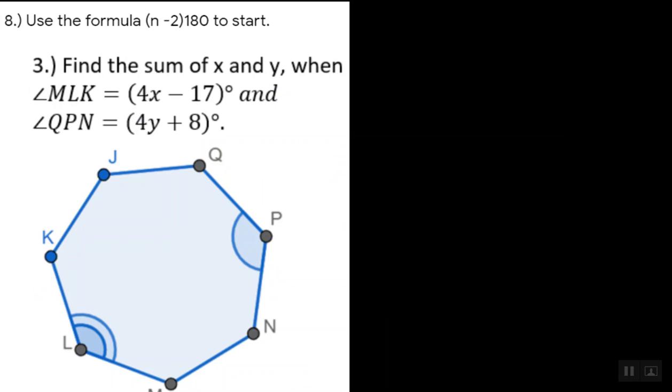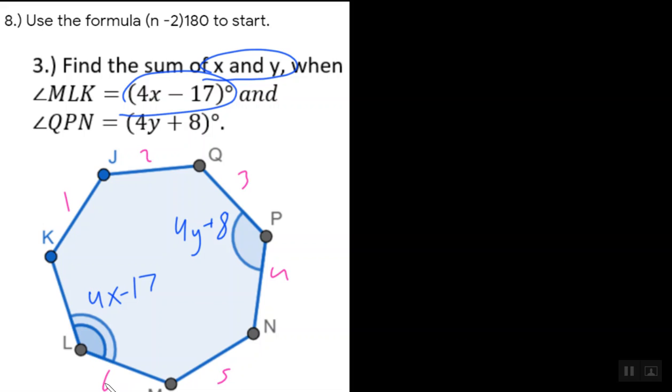Let's move on. Okay, so for problem number 8, it says find the sum of x and y when given that MLK is 4x minus 17. So let's see, MLK is 4x minus 17, and QPN is 4y plus 8. Now notice, what kind of shape do we have here? It appears to me to be a regular heptagon, but you should always count the number of sides. So there's 1, 2, 3, 4, 5, 6, 7 sides. Okay, and so we know that we have this 7-sided regular heptagon.